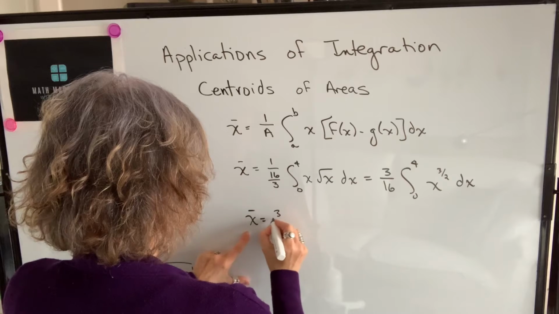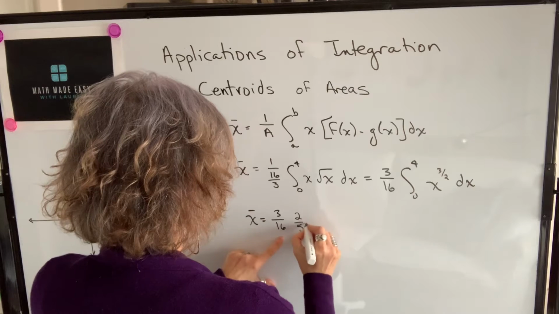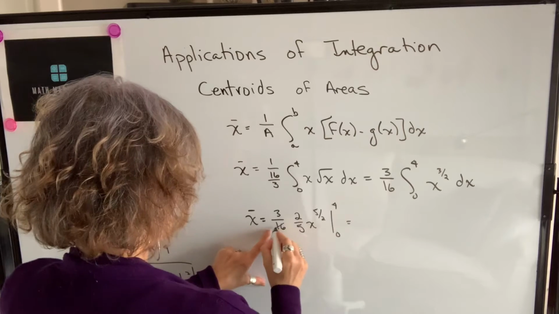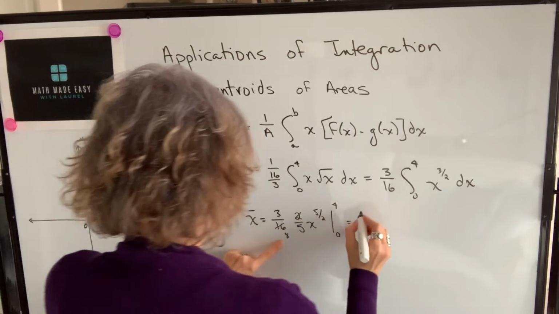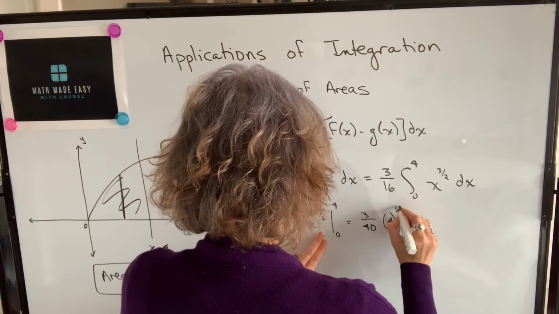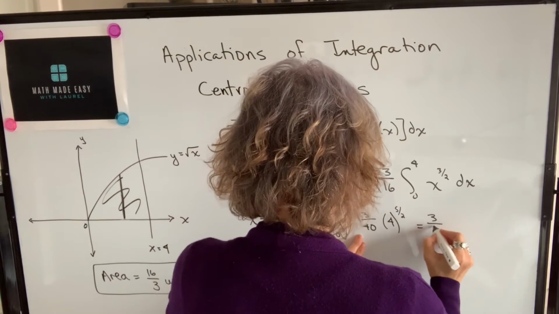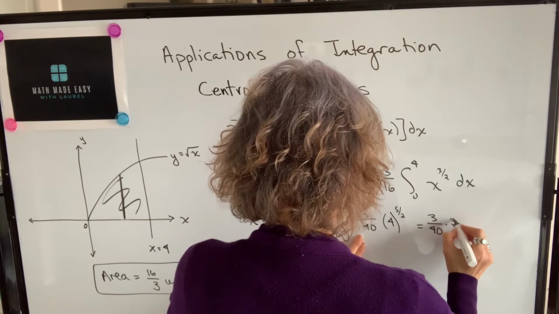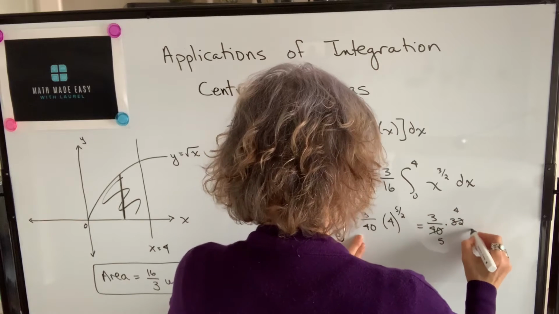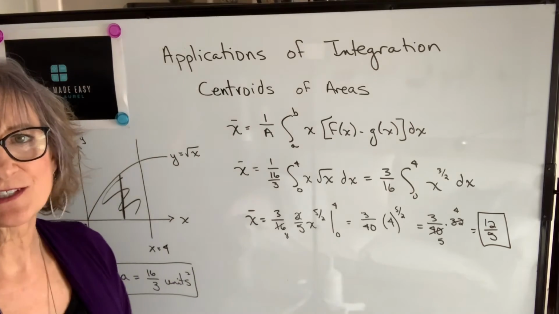So that will be 3/16 times the integral of x to the 3/2, which will be 2/5 x to the 5/2. And now we evaluate. Let's just cancel a 2 there. So that's going to be 3 over 40 times 4 to the 5/2. Square root of 4 is 2. 2 to the 5th is 32. So we can cancel an 8 into there, an 8 into there. So 12 over 5 will be the x-coordinate of that centroid.